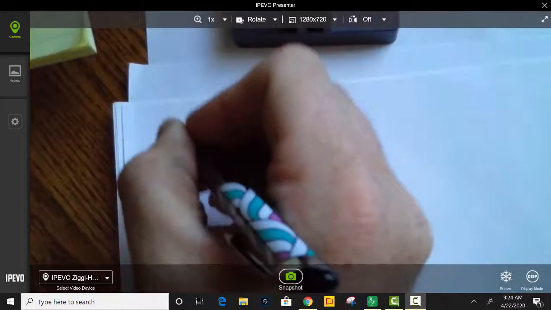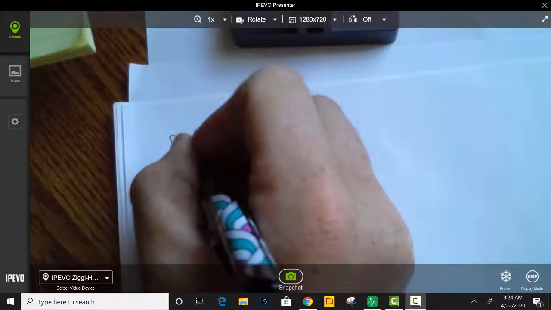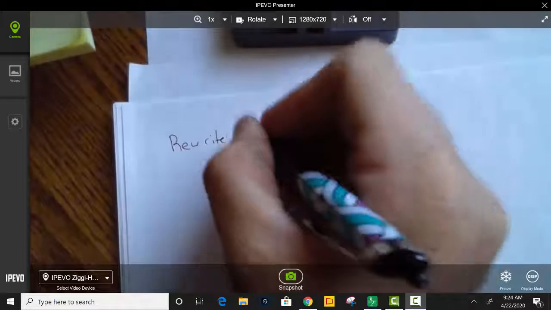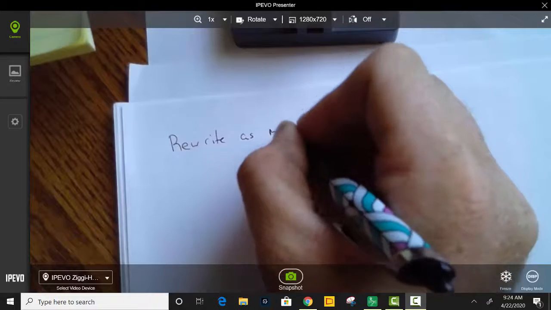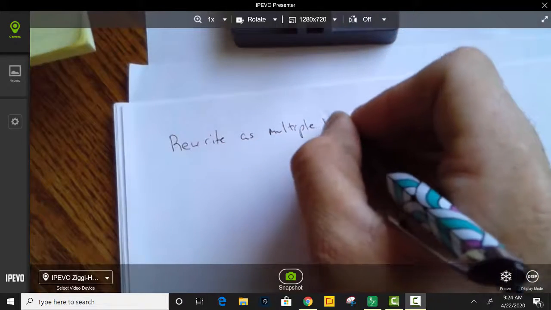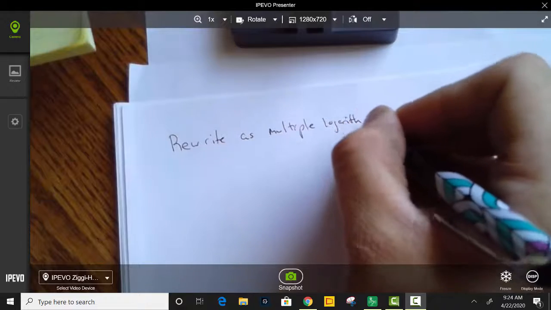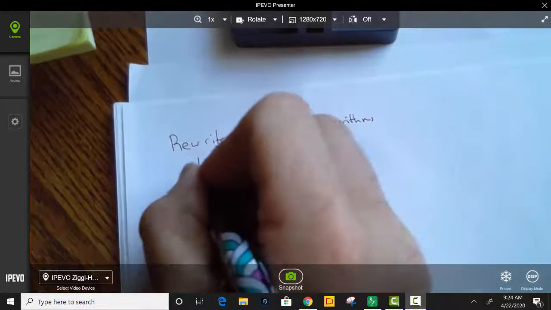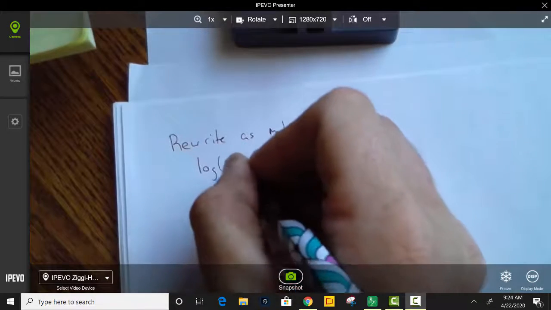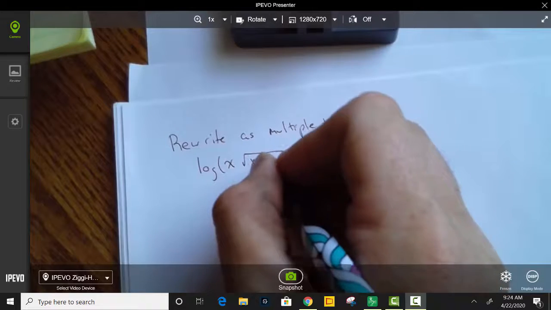Alright, so for example, rewrite as multiple logarithms. Let's say we got log of x times the square root of x squared plus 1.